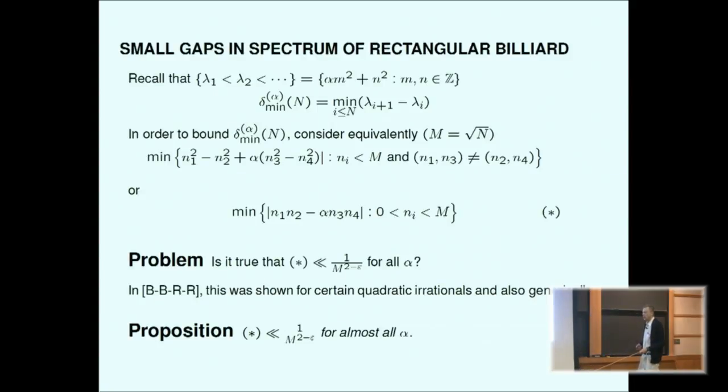This problem is open, and in fact, at the end of the lecture, which is going to be very soon, I will show you a problem which is even much, much more modest and which we don't know how to solve. So anyway, in that paper with Blomer, Radziwiłł, and Rudnick, this was shown in certain cases. In particular, it was shown for quadratic irrationals. We don't know for cubic irrationals. And it was also shown generically.